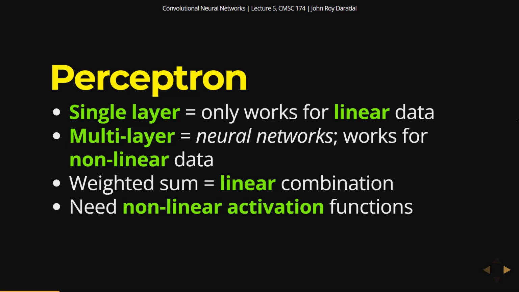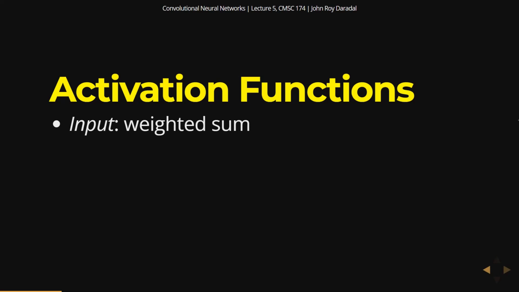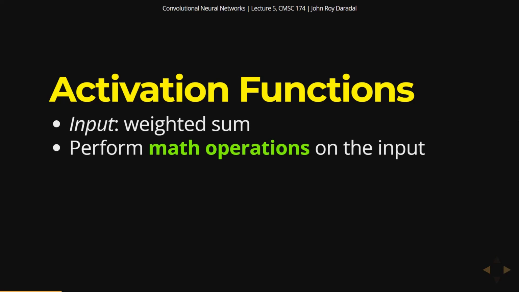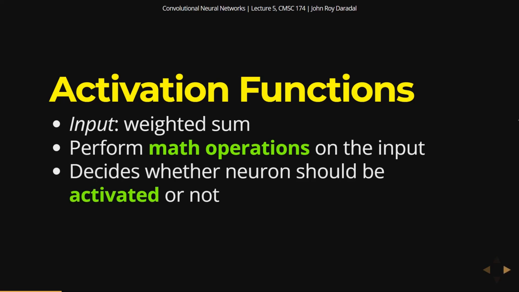Okay, so what are activation functions, first of all? So the activation function, we already saw one earlier, the step activation function. Its input is the weighted sum, right? Remember that the perceptron takes the weighted sum of the inputs and combines it with the weights, right? And it will perform some math operation on the input, and it will decide whether the neuron should be activated or not. So either 1 or 0, right? So what are some of these activation functions that also provide non-linearity?